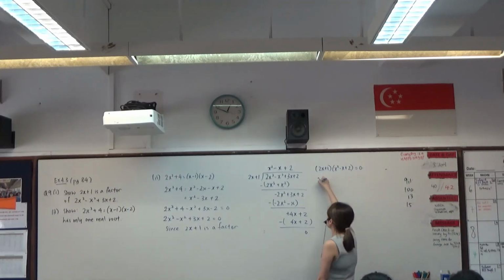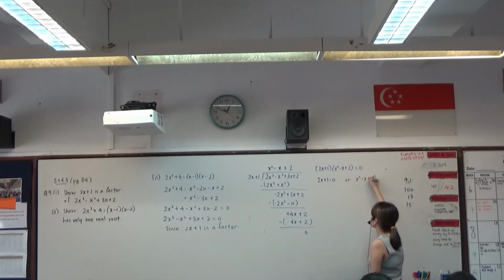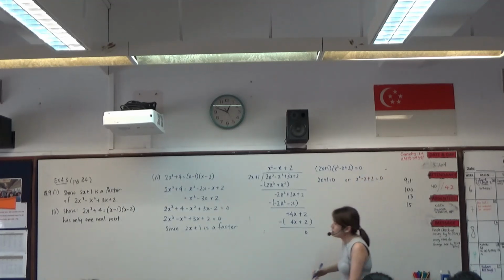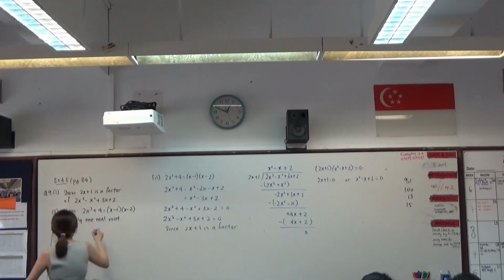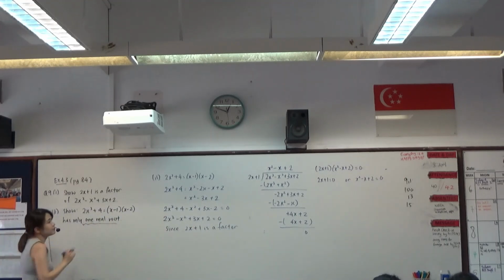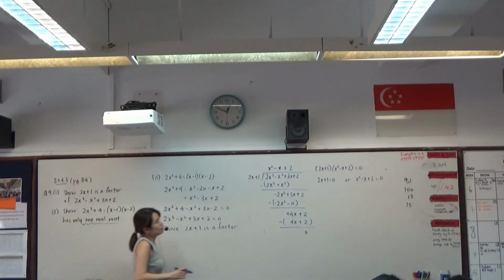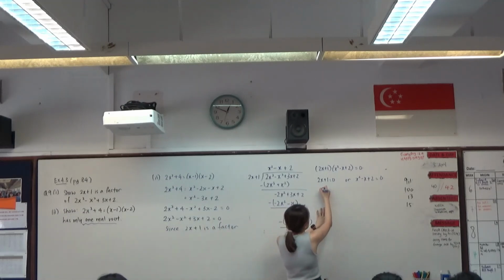Okay, and then to solve it, you will say 2x plus 1 equals 0, or x squared minus x plus 2 equals 0, right? Keeping in mind that the question wants you to show that there's only one real root. So therefore, the real root should only come from solving this one, where x equals negative half.